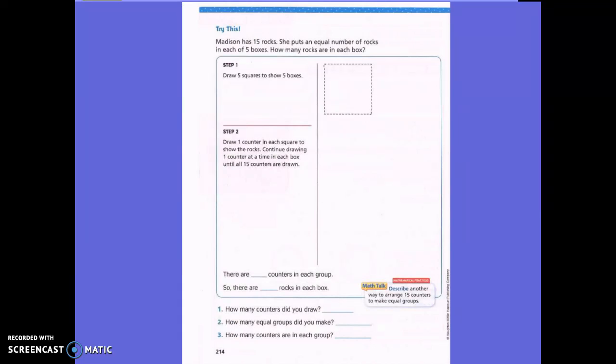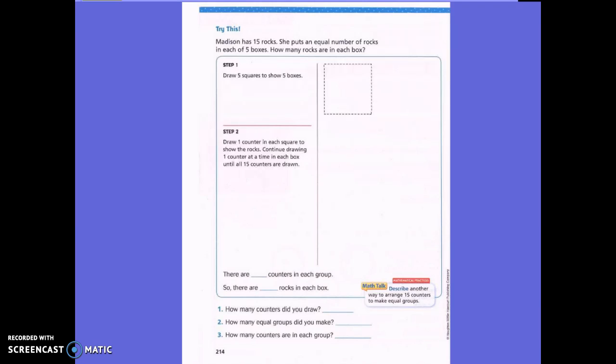Next page. Read the story. Mason Addison has 15 rocks. She puts an equal number of rocks in each of 5 boxes. How many rocks are in each box?